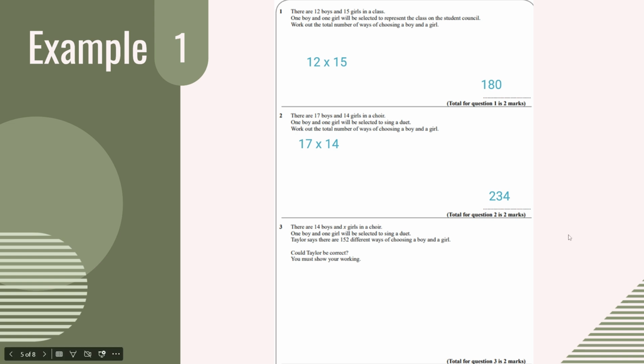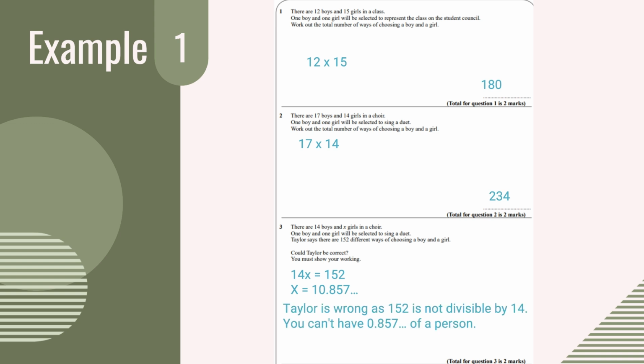So, in our third question, there are 14 boys and x girls in a choir. One boy and one girl will be selected to sing a duet. Taylor says there are 152 different ways of choosing a boy and a girl. Could Taylor be correct? You must show your working. So using the same method we had before, 14 times x, which is 14x, would equal 152. But that would mean x on its own would equal 10.857 and so on. Taylor is wrong, as 152 is not divisible by 14, as you can't have 0.857 of a person, because that's just impossible.